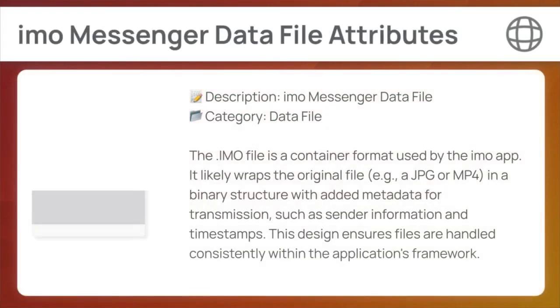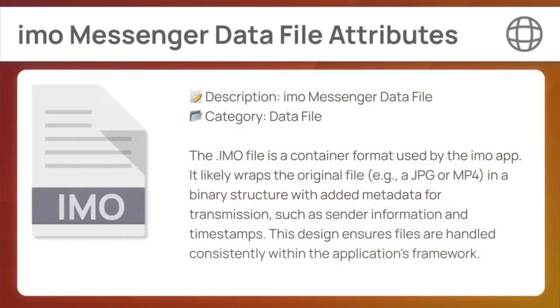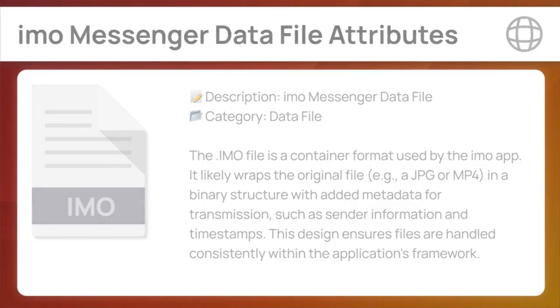The IMO file is a container format used by the IMO app. It likely wraps the original file, e.g., a JPG or MP4, in a binary structure with added metadata for transmission, such as sender information and timestamps. This design ensures files are handled consistently within the application's framework.